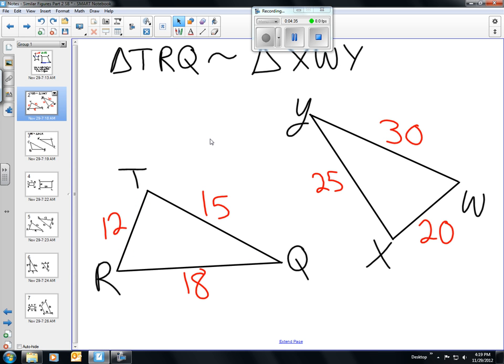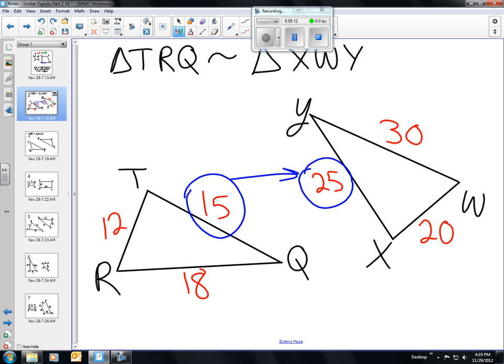So we need some side lengths to go with these triangles. We can see that triangle TRQ here is going to be smaller than triangle XWY. So what we need to find is the scale factor used to increase the second triangle. We look at the corresponding parts and see what the factor of increase was. We know that TQ is a corresponding part with the 25 here. So TQ corresponds with 25.